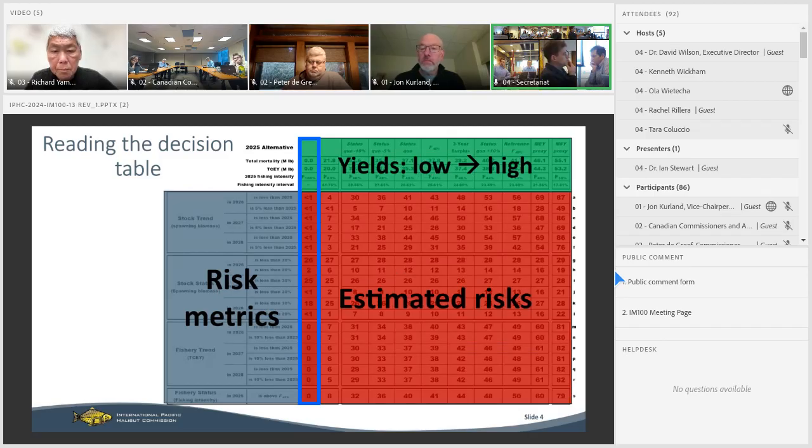So rather than go through and read a bunch of the probabilities to you, I'm going to move from left to right across this table, one column at a time. I'm going to start with the column that's highlighted here, which is no fishing mortality, and then move to the right. For each of those, I'll graphically show you what the projection looks like over the next 3 years. And then I'll highlight some of the important risk metrics that are associated with that particular column or yield alternative.